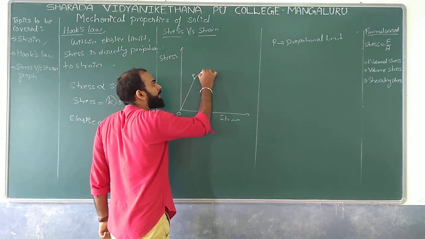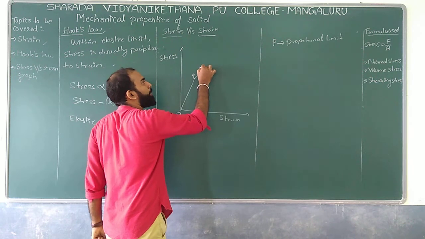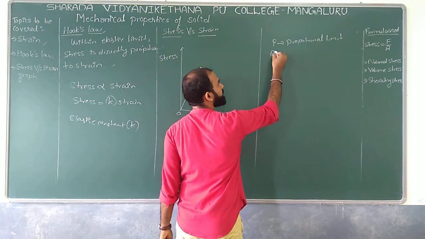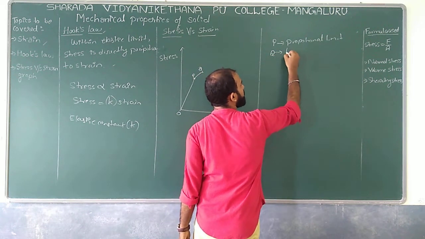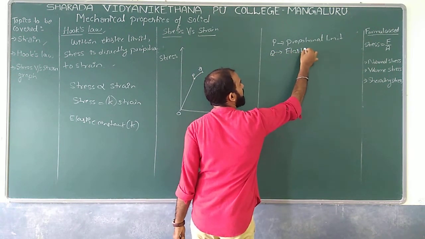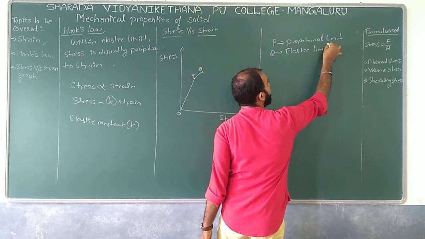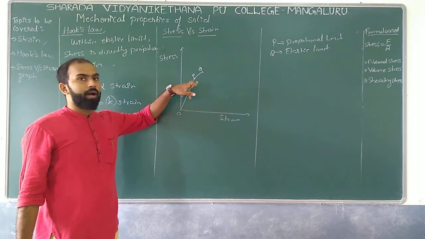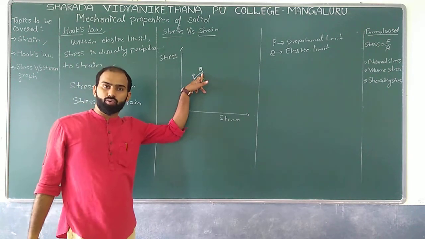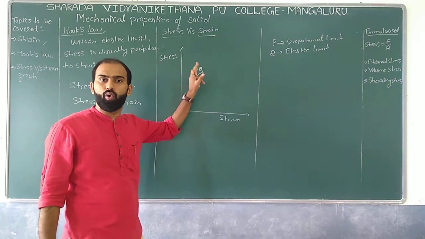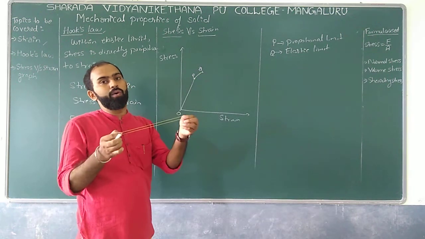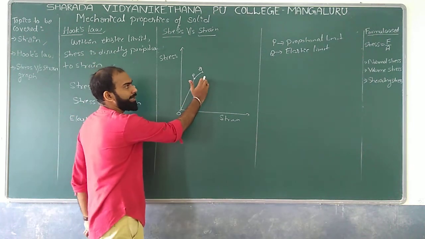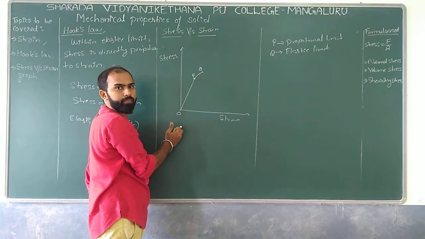It takes a little deviation somewhat like this, and this point is called Q, where Q is called the elastic limit. At this particular point also, in the sense at Q, if I release, it is going to retrace its original path. So it can retrace like QPO.